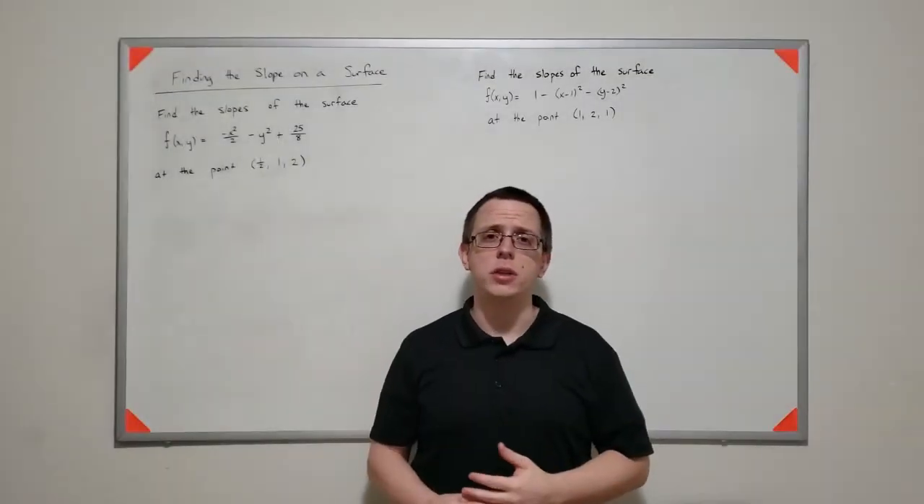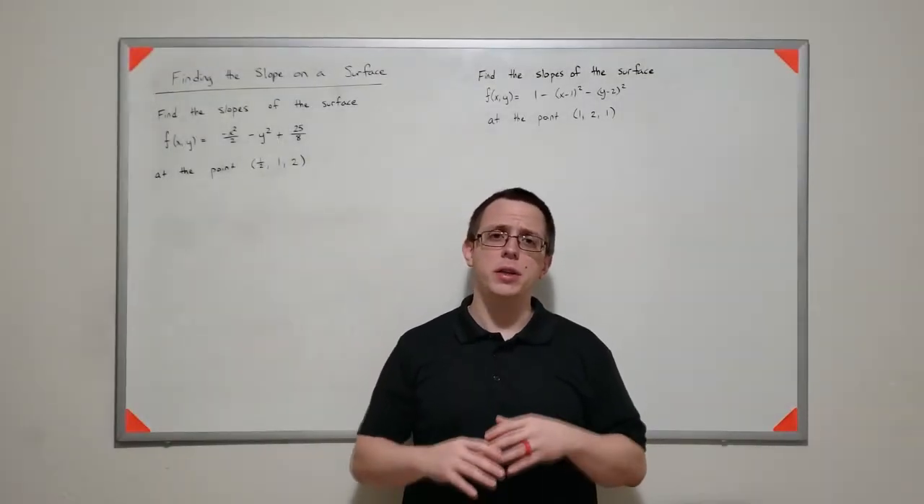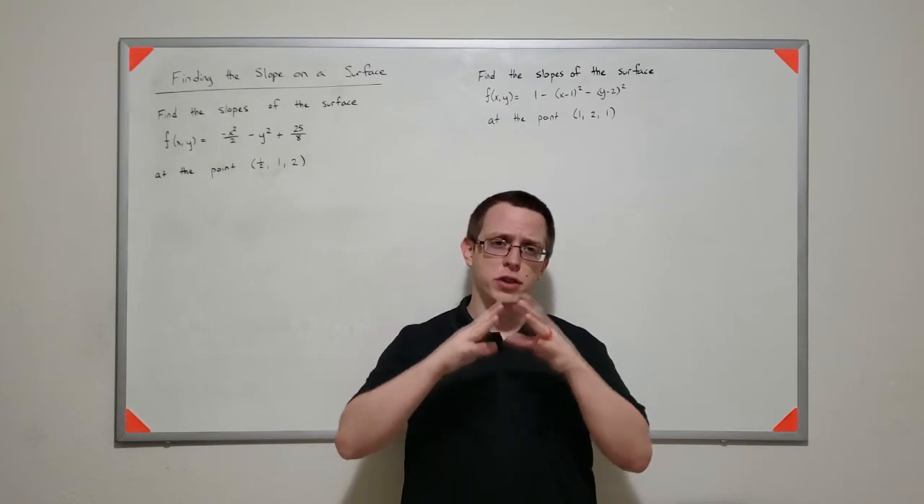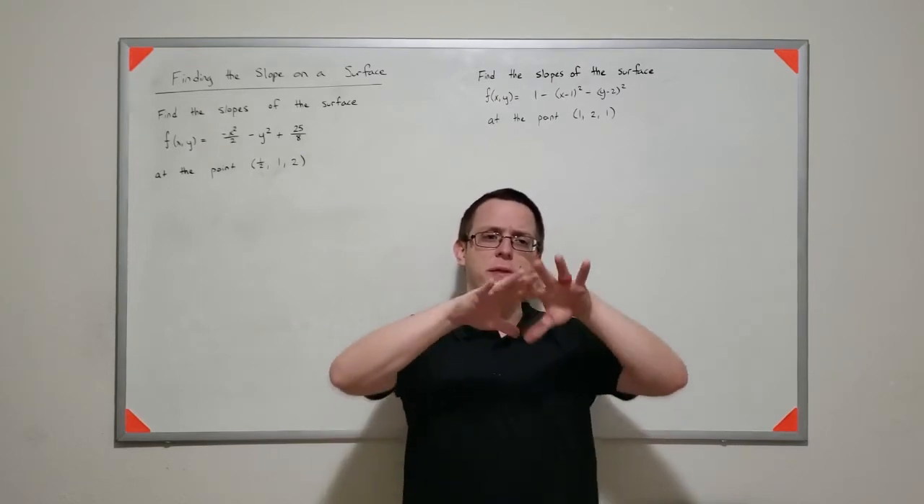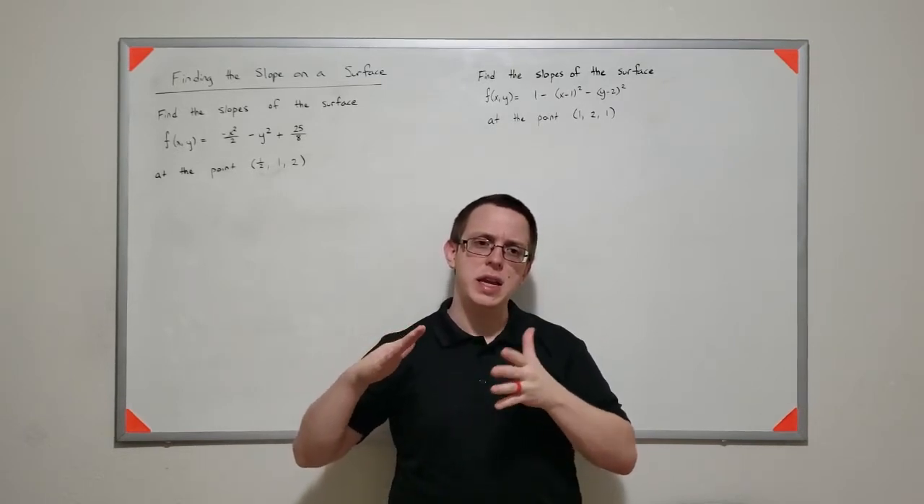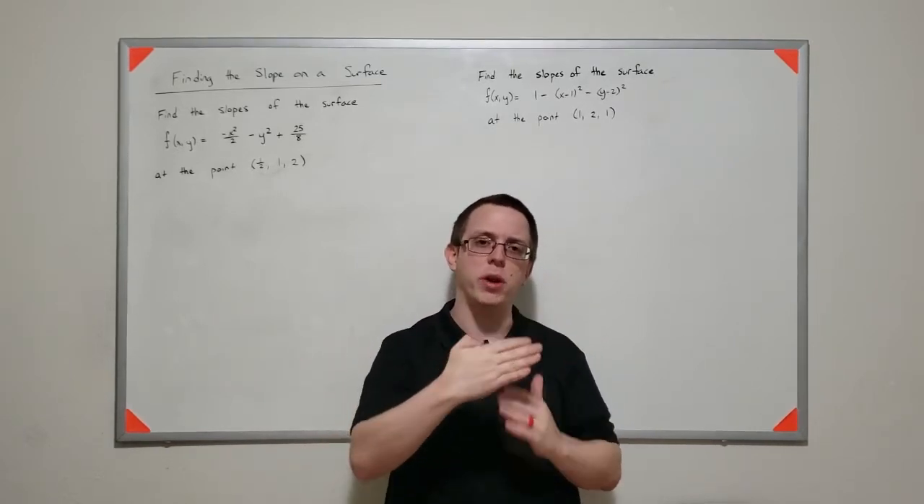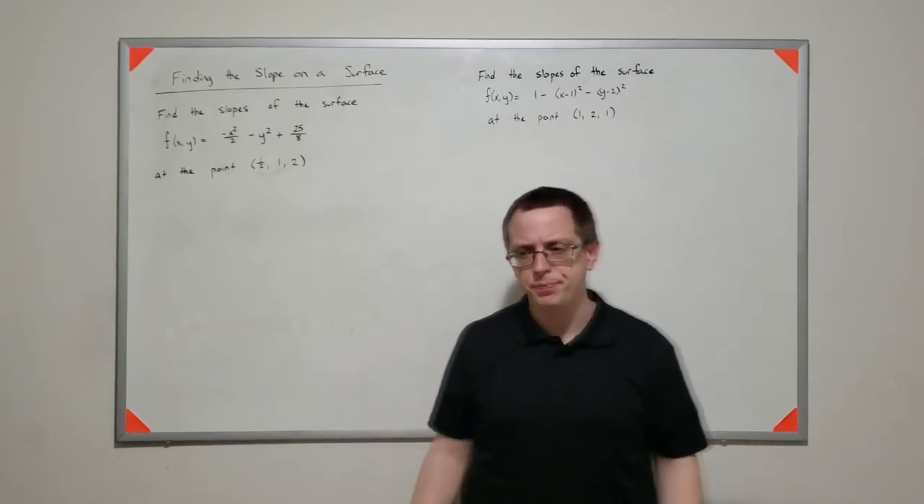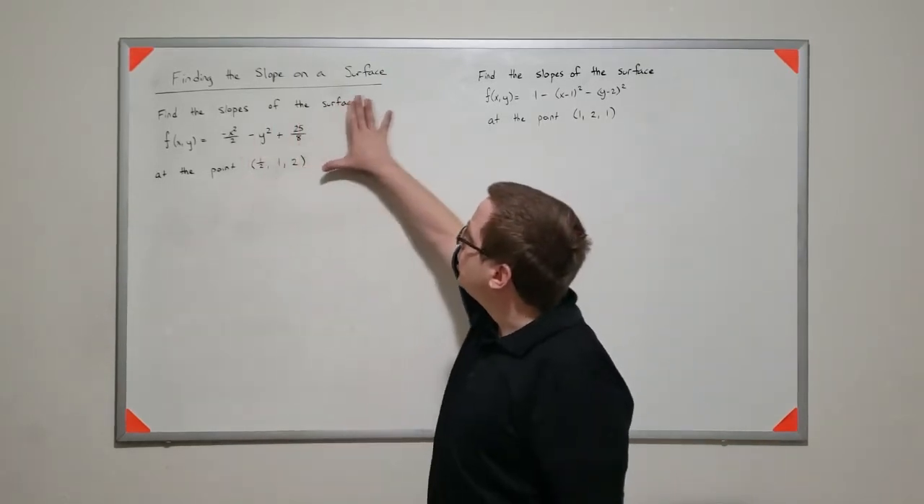One of the applications of a partial derivative is to find the slopes of a surface. What does that mean? That means if I have some defined surface and I have a point, I can see how the surface is changing at that point for each given direction. So let's start over here.